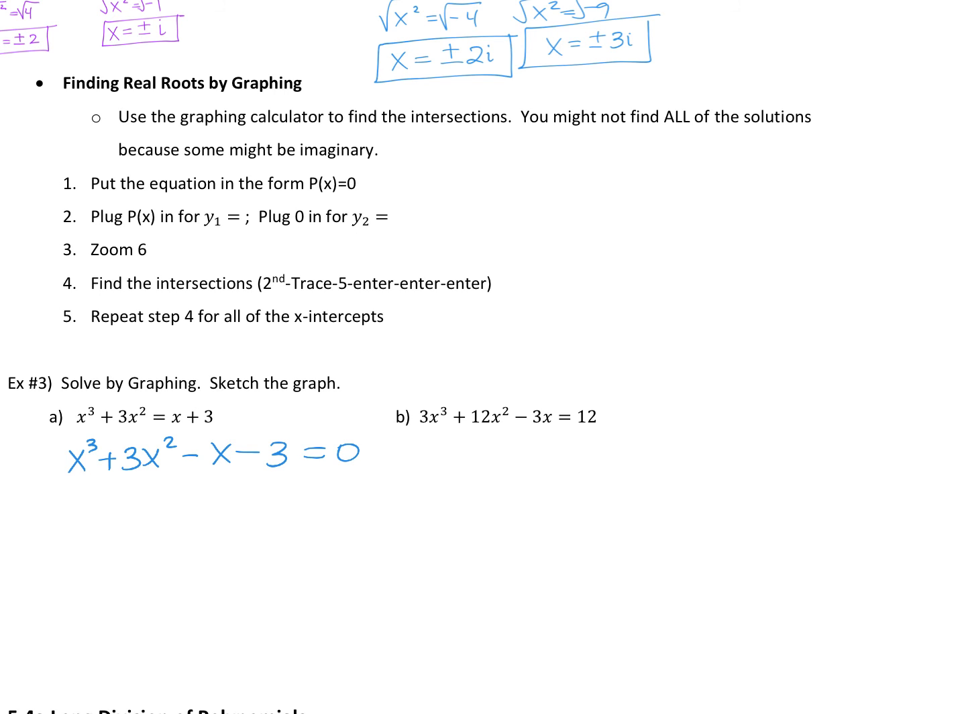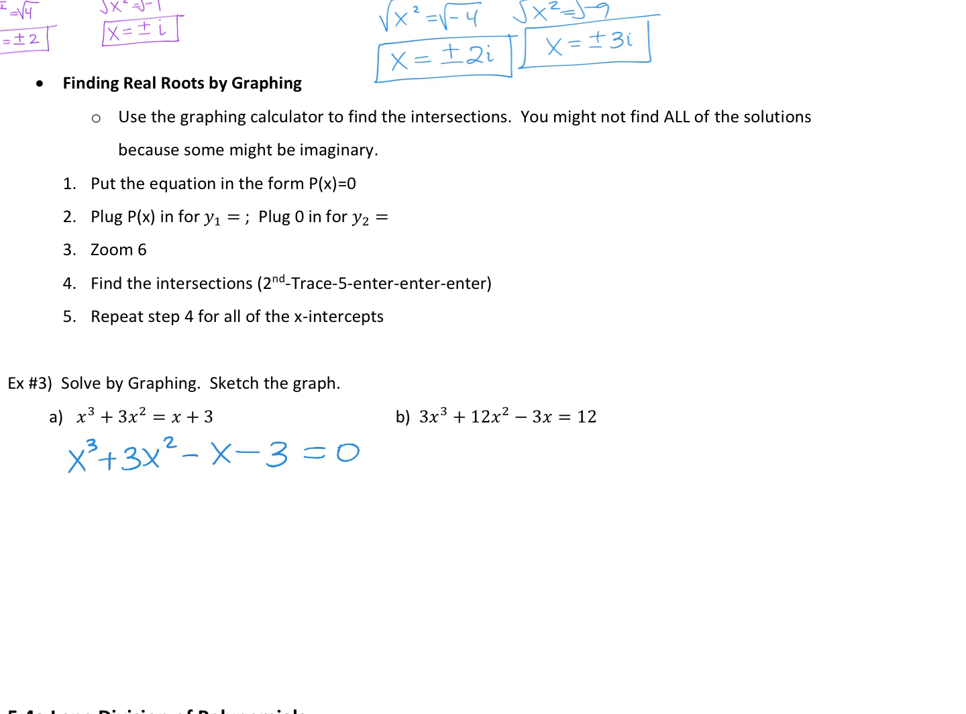So x cubed plus 3x squared minus x minus 3. And hopefully you still have a y2 equals 0, but if you don't, put that one in also. How do you graph this? Zoom 6. That'll give you the standard window. How many answers are we going to get right here? 3. You can see the 3 intersections between those 2 lines, right? So you're going to go second trace, which one? 5, the intersection. So second trace 5.